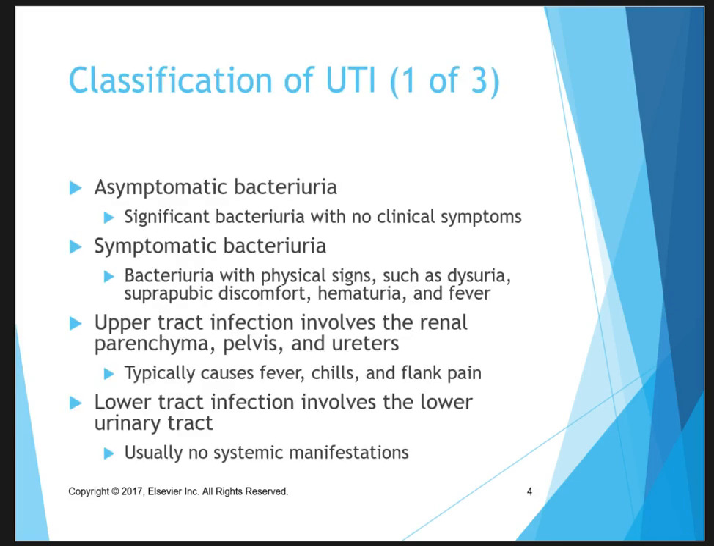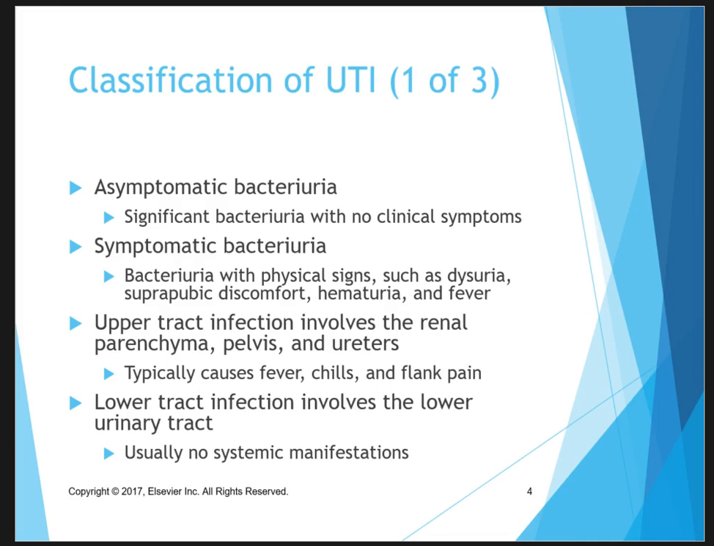So when we say asymptomatic bacteria, oh, I can never say this word right, bacteriuria, that means that there's a significant amount of bacteria in the urine, but there's no clinical symptoms. And so what's a significant amount? If anybody's wondering, it's not something that's ever going to be on your exam, but for your own knowledge, that means that there's more than about 100,000 colony-forming units.